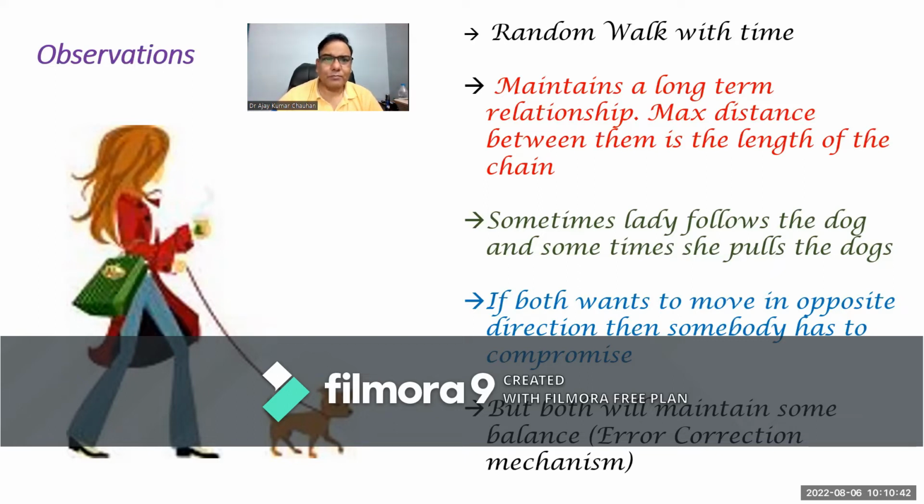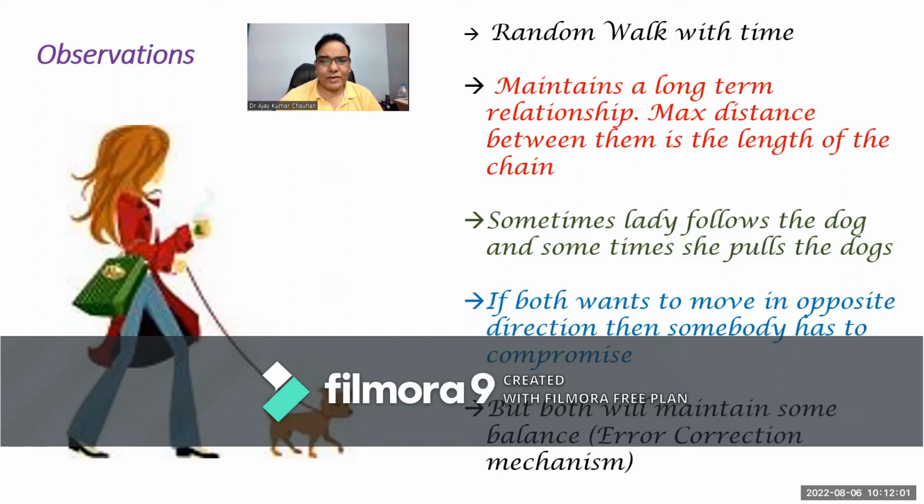And after some time, when they know that they cannot move in opposite directions, any one of them will compromise. It depends upon the strength. If the lady is very strong, she will pull the dog. If the dog is very strong, the dog will pull the lady. But one has to compromise. So in a co-integrating relationship, if you have two or more variables, right? One variable is the dominating variable and another variable is the compromising variable. So this is the nature of the long-term relationship. Because if both are dominating, they cannot hold the long-term relationship. In a long-term relationship, it is compulsory that any one series has to compromise. And this correction, this compromise, is known as the error correction mechanism. Now it depends upon which series will correct the error.